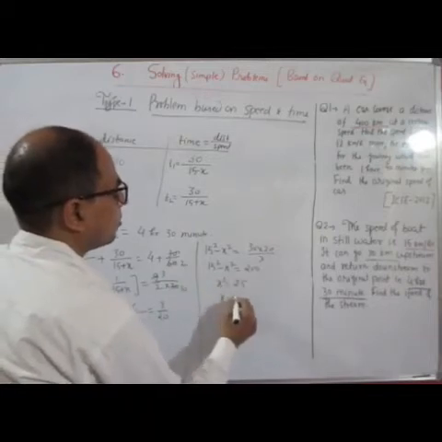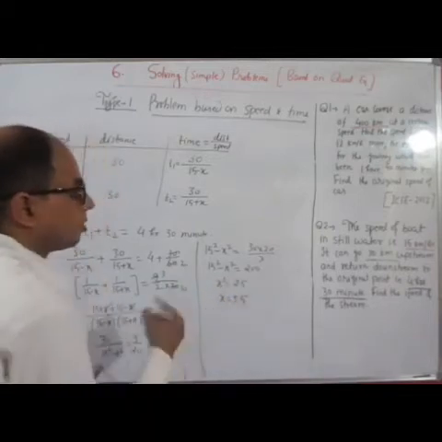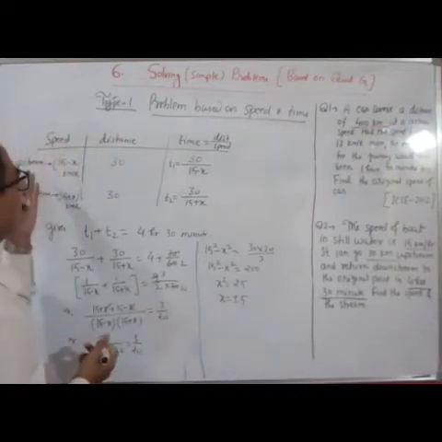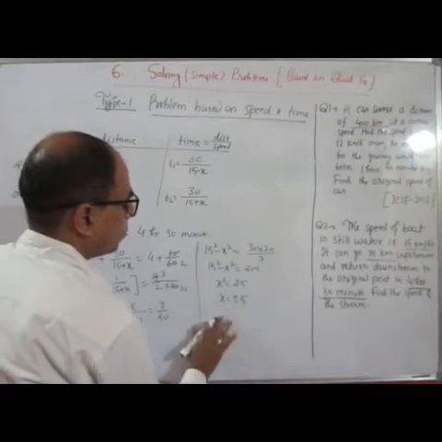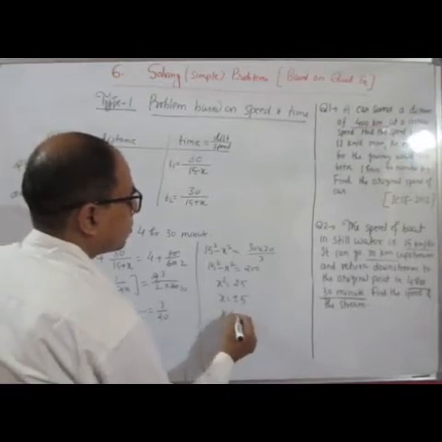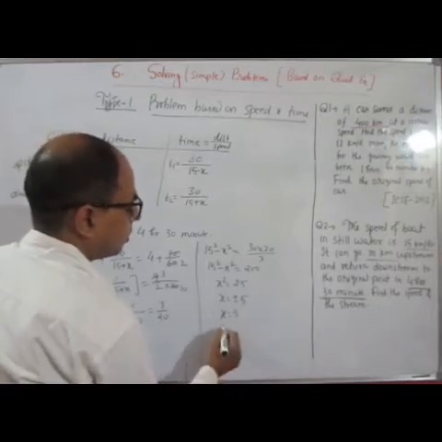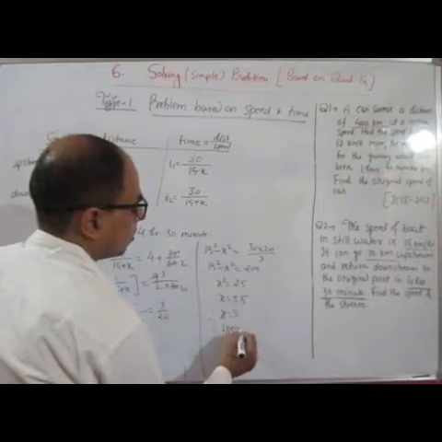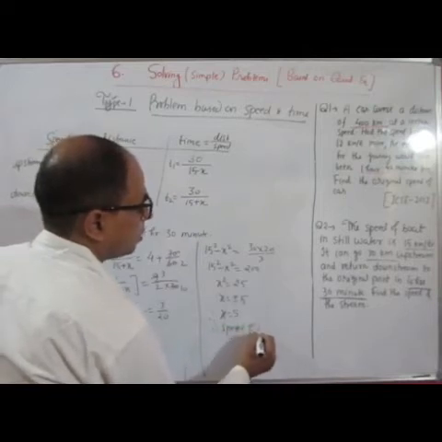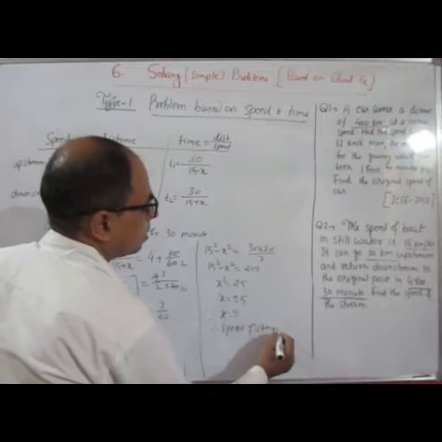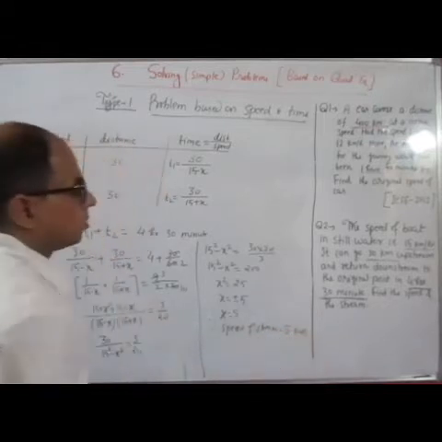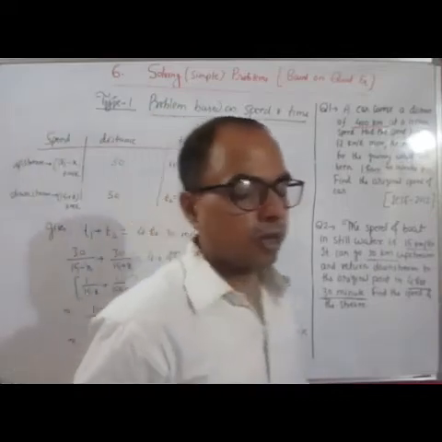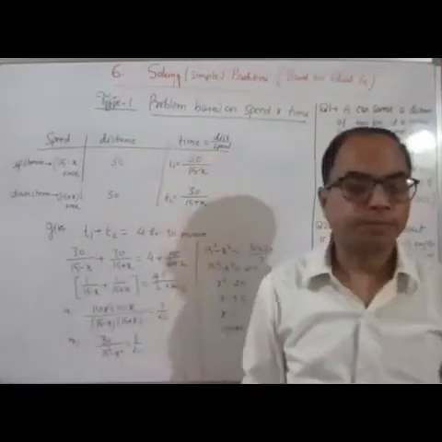So x is equal to plus minus 5. So we cannot take x equal to minus 5 because speed cannot be negative. So the value of x is 5 only. Therefore speed of stream is equal to 5 and the unit will be kilometer per hour. So this is the way to solve speed time problems.